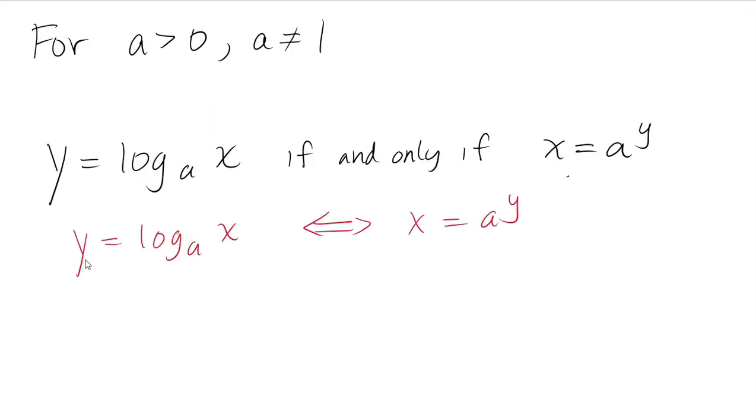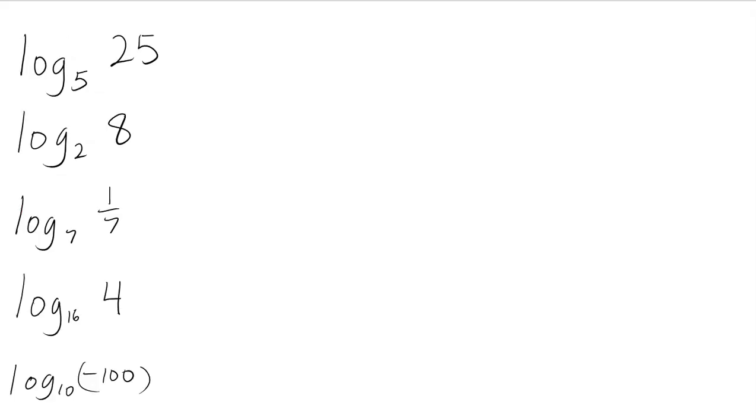The way this works is it just follows this translator. The output of log base a of x is the exponent you have to put on a in order to get x. I'm going to say that again. The output of log base a of x is the exponent you have to put on a in order to get x. Let's do that a few times to try to get a handle on this.